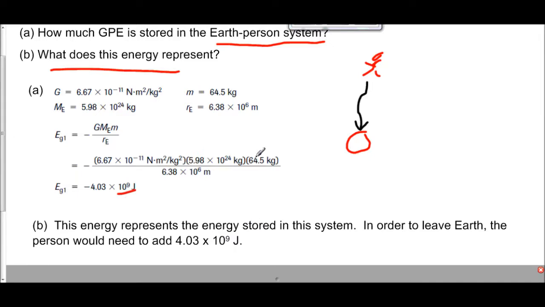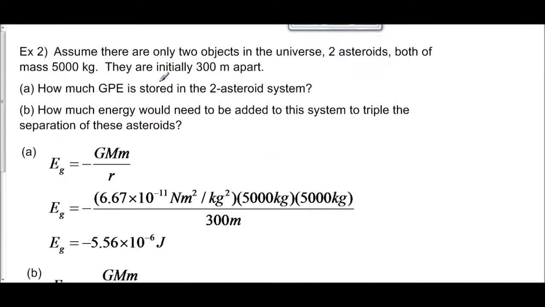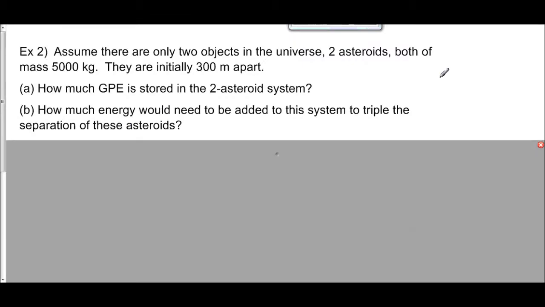Right, so again, I hope that makes sense. Let's do one more here. And this time, let's remove ourselves from the Earth entirely. Let's take a look at asteroids. So we have two objects, the only two objects in the universe, two asteroids.